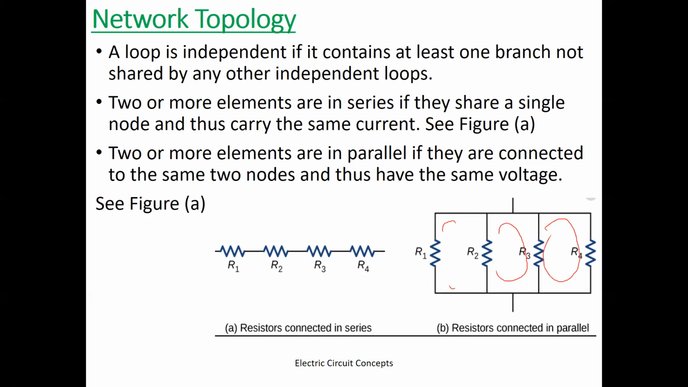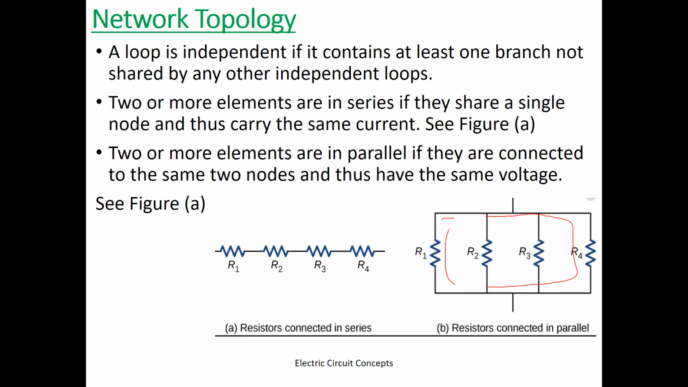So this is a loop. This is a loop. This is a loop. I'll show another loop. This is also a loop, because it's a closed path. This is also a loop. This is also a loop. So a loop basically is a closed path.